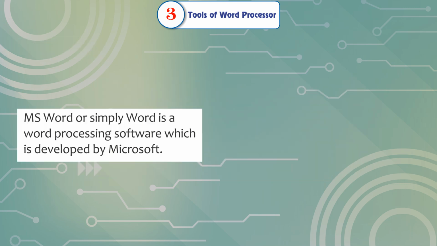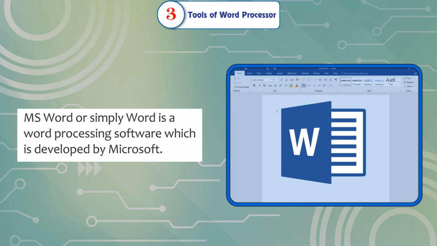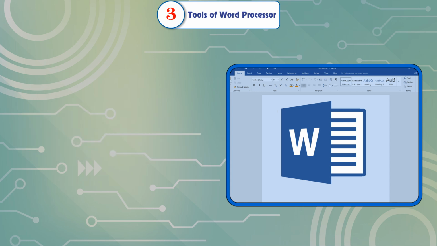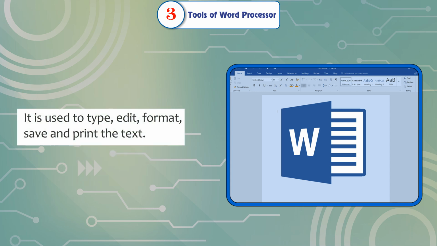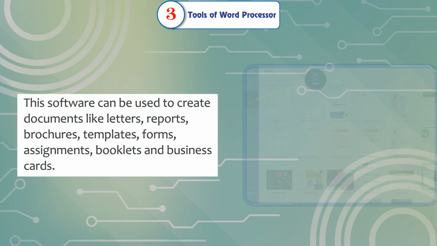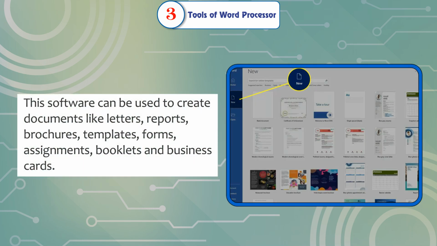Introduction. MS Word, or simply Word, is a word processing software which is developed by Microsoft. It is used to type, edit, format, save, and print the text. This software can be used to create documents like letters, reports, brochures, templates, forms, assignments, booklets, and business cards.